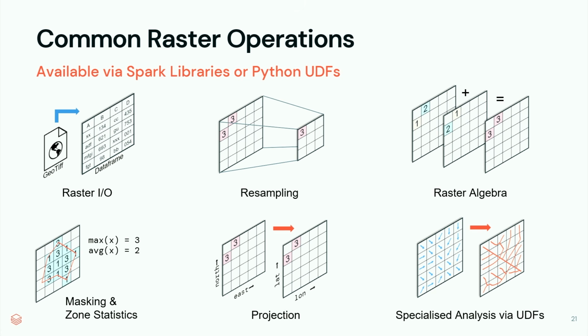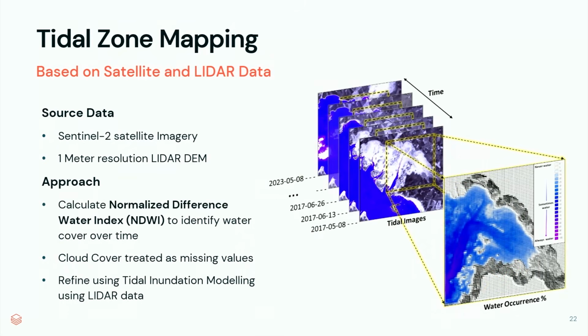So trying to understand how water flows over the environment based on LiDAR data, etc. So all of this sort of stuff we can bring to bear. And just to give one example of where we can use these sorts of analysis, this is a piece of work we did to look at mapping intertidal zones around the coast.